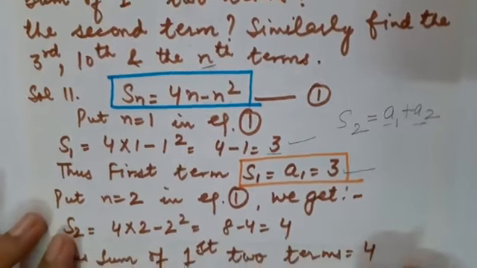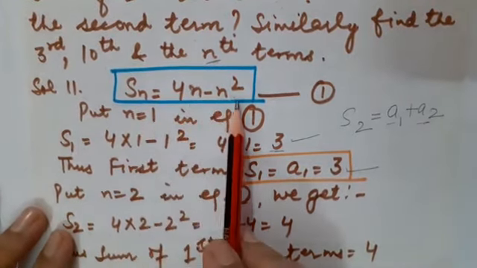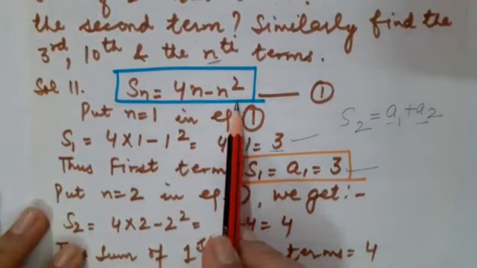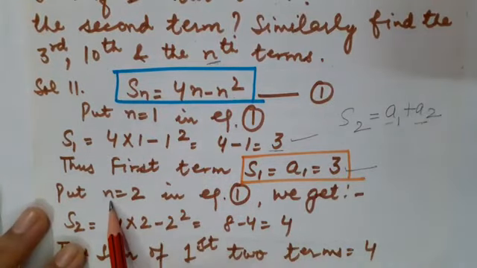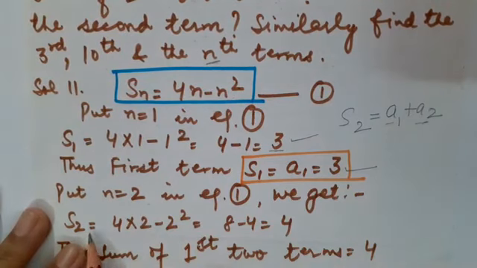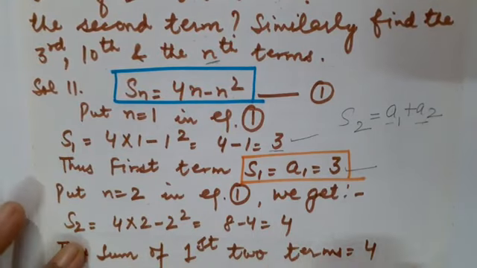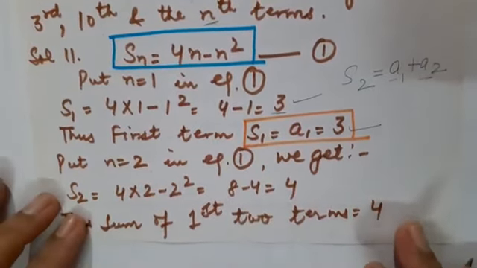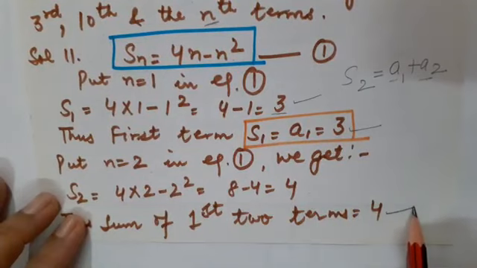Right? So here we have the sum of first n terms given, and I have to calculate the sum of first two terms. So at place of n, I am just going to insert 2. It would become S2 is equal to 4 into 2 minus 2 square, that is 8 minus 4 is equal to 4. Correct, student? So this is the sum of first two terms, which is equal to 4.